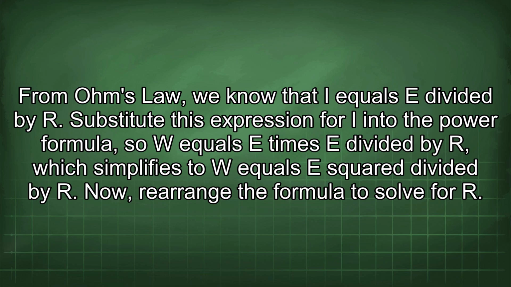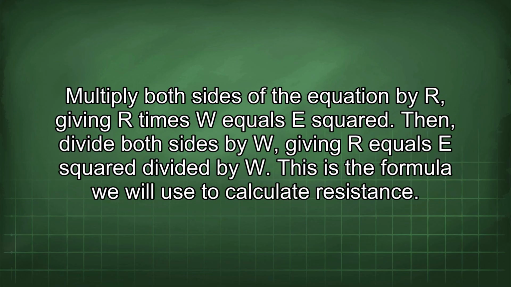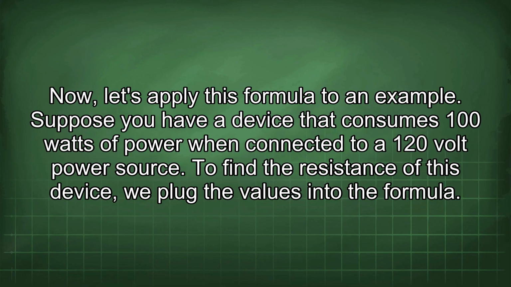Now, rearrange the formula to solve for R. Multiply both sides of the equation by R, giving R times W equals E squared. Then, divide both sides by W, giving R equals E squared divided by W. This is the formula we will use to calculate resistance. Now, let's apply this formula to an example.